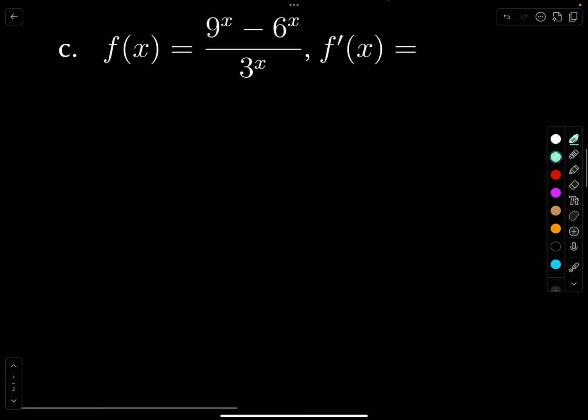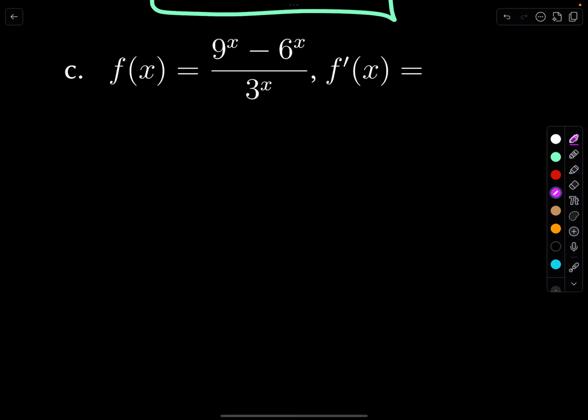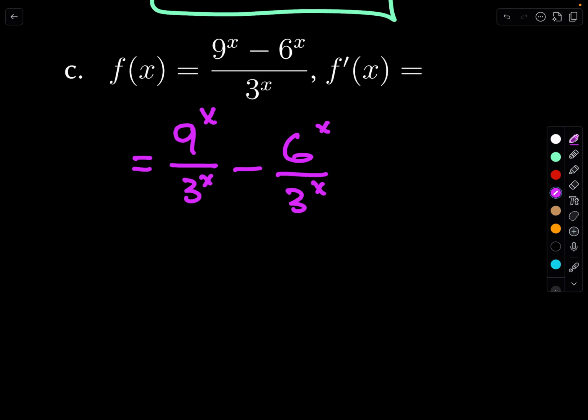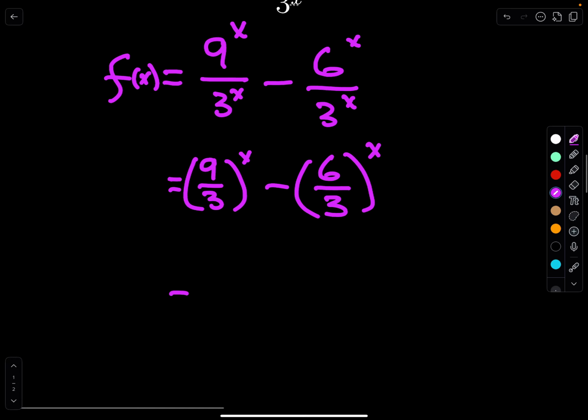Okay, so next one looks like a bit of a mess, but we're going to clean it up before we do anything. So note that you could write this like this. And don't forget that you can use the rules of exponents before we do our derivative. So this is f of x, which also is going to be 9 over 3 to the x power minus 6 over 3 to the x power. 9 over 3 is, of course, 3. And 6 over 3 is 2.